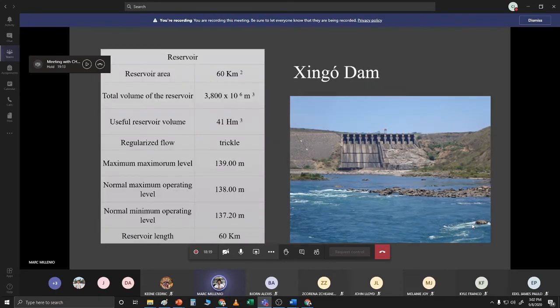For the reservoir, the reservoir area is 60 kilometers squared. The total volume of the reservoir is 3,800 cubic meter. Useful reservoir volume is 41 cube. Regular rise flow is trickle. The maximum level is 139 meter. The normal maximum operating level is 138 meter. For the normal minimum operating level is 137.20 meter. The reservoir length is 60 kilometer.